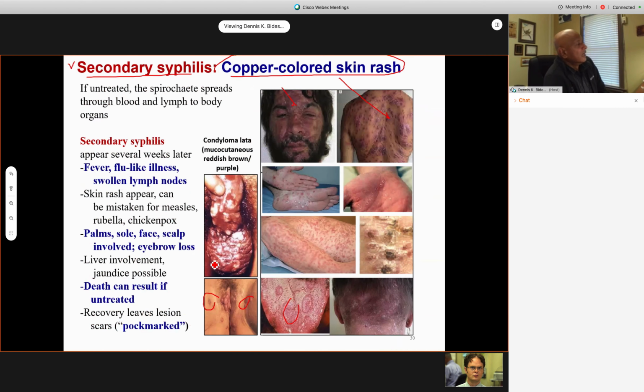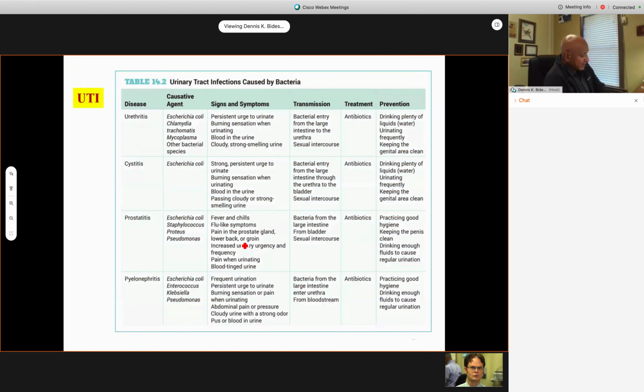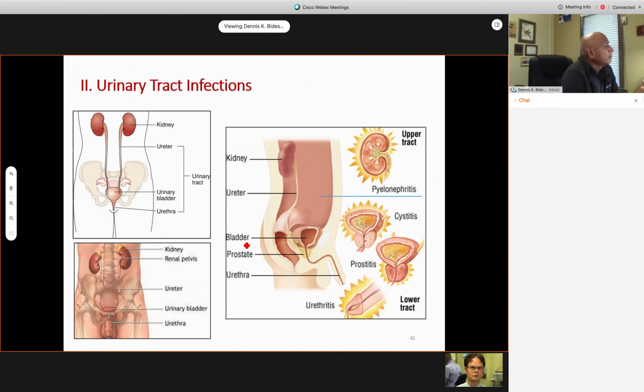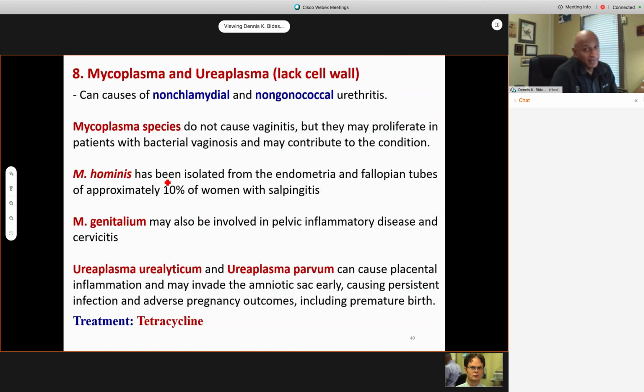All right, cool. So guys, let me finish up this STD section, and I want to talk about the last group of organisms that can be transmitted sexually. Again, it doesn't have to be a sexual transmission, but it can be transmitted sexually also. I just want to mention the names of 2 groups of organisms, Mycoplasma and Ureaplasma. So these are genera. There are many different species like Mycoplasma hominis, Mycoplasma genitalium, and Ureaplasma urealyticum, and parvum. Those are the most common ones.